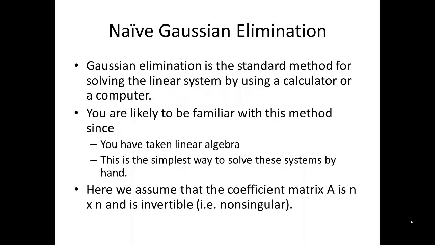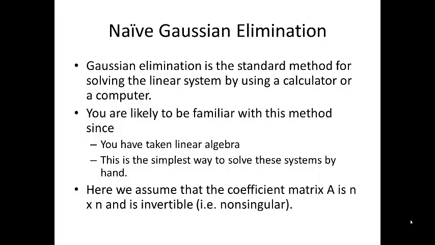Gaussian elimination is the standard method for solving a linear system by using a calculator or a computer, or even doing it by hand. You're likely to be familiar with this method since you've taken Linear Algebra, Math 311, here at UH Hilo, and it's the simplest approach to solving these systems by hand. Here we're going to assume that the coefficient matrix A is n by n and invertible, that is, a non-singular matrix. When the system has no solution, we'll need to use other approaches, such as linear least squares, but we'll wait until Chapter 9 to discuss those.